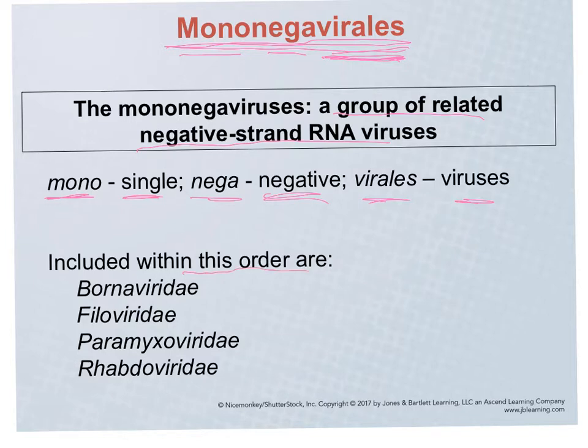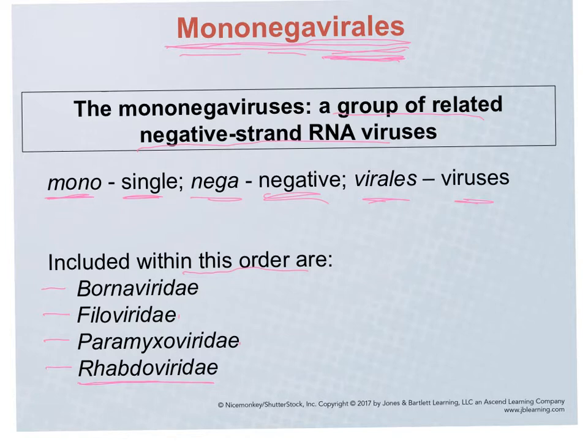Within this order, there are 4 virus families. The first one is Rhabdoviridae, second Filoviridae in no particular order, the third is Paramyxoviridae, and the fourth is the subject of today's lecture, which is Rhabdoviridae. We will talk about Filoviridae and Paramyxoviridae later on at the end of the class when we talk about new and emerging viruses.